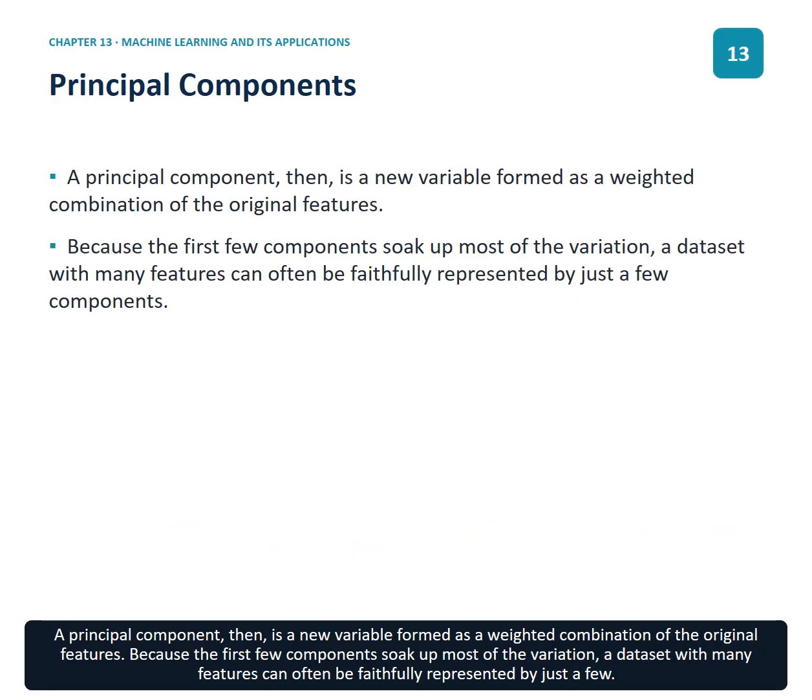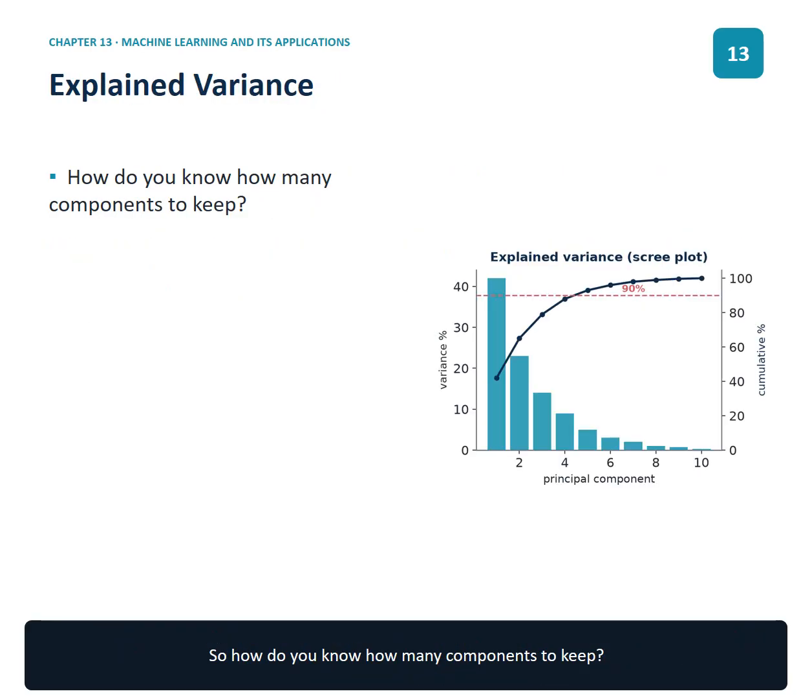A principal component, then, is a new variable formed as a weighted combination of the original features. Because the first few components soak up most of the variation, a dataset with many features can often be faithfully represented by just a few. So how do you know how many components to keep?